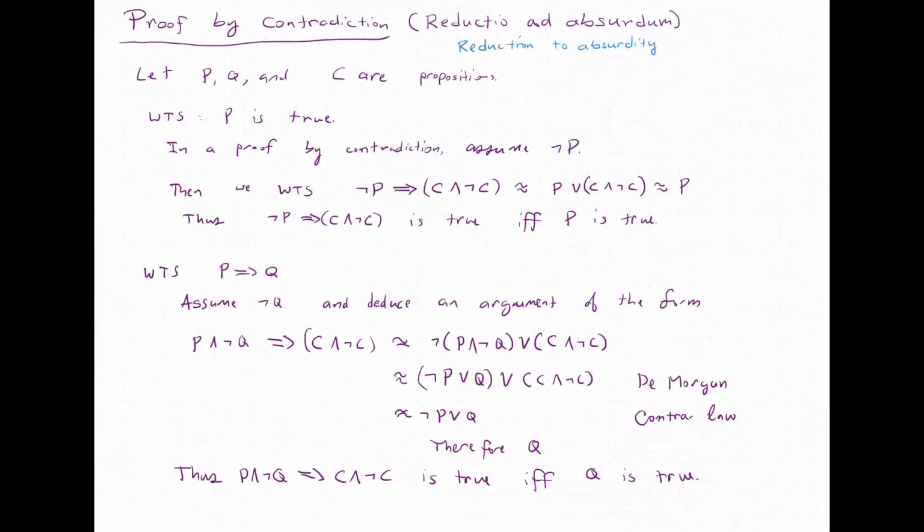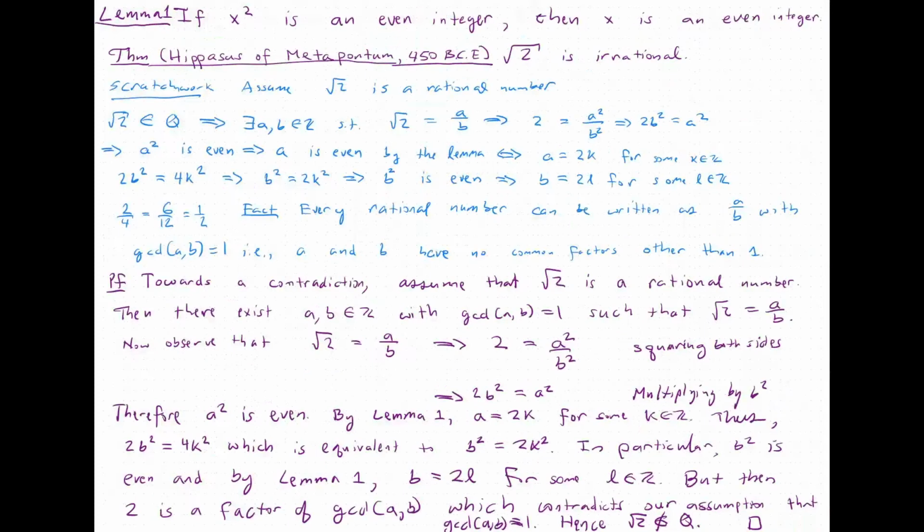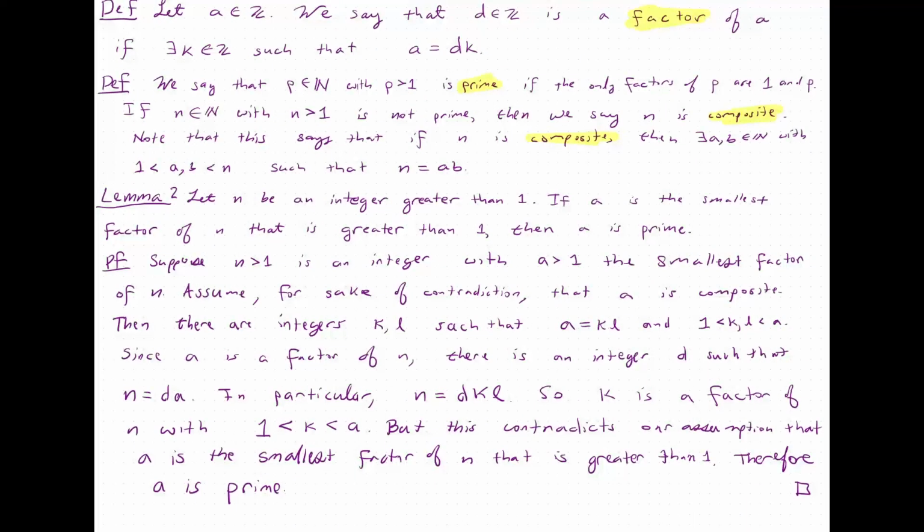And so this was an instance of a proof by contradiction where we have P implies Q. And so now we showed that there is some proposition C in our argument such that P and not Q implies C and not C. And so we can conclude that Q is the case. And so in this case, Q being A is prime.